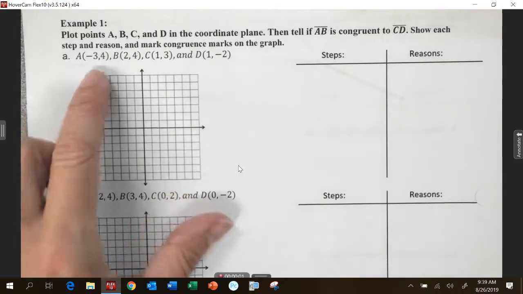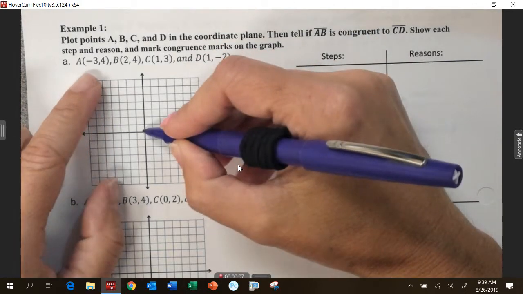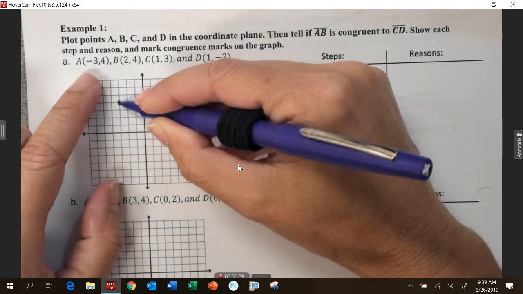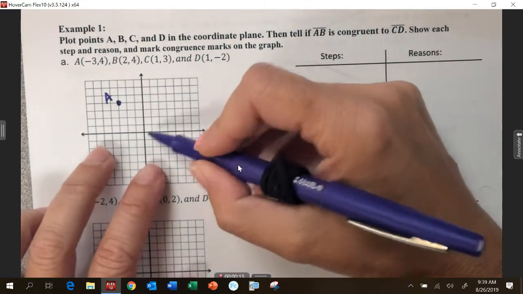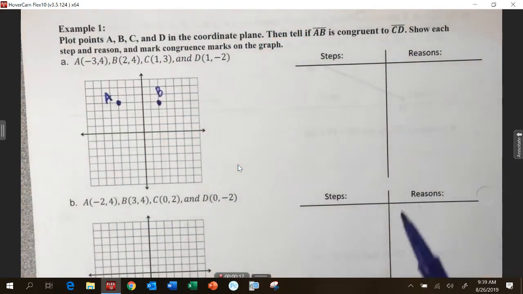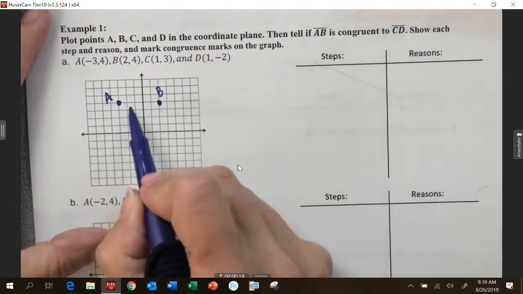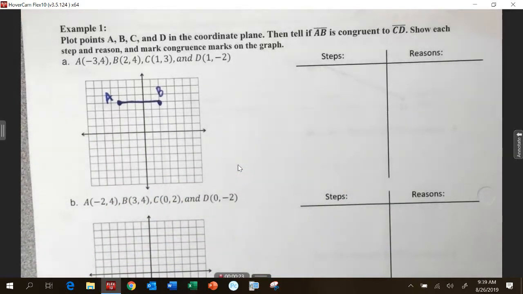So this says plot points A, B, C, and D in the coordinate plane. So we're going to plot A, (-3, 4). We go left 3, up 4, and call it A. We're going to plot B: right 2, up 4, call it B. Later in these directions, it talks about segment AB, so I'm going to go ahead and connect A to B.